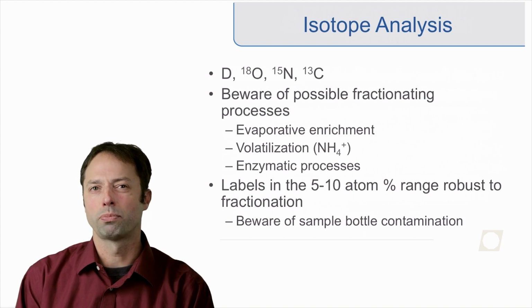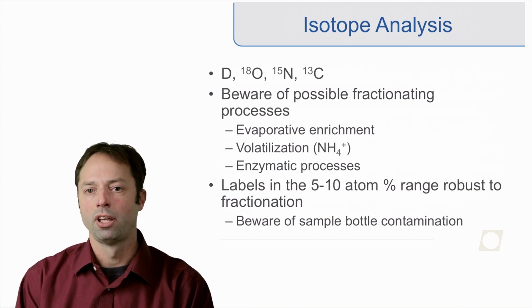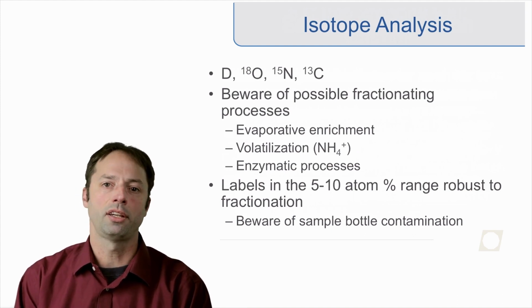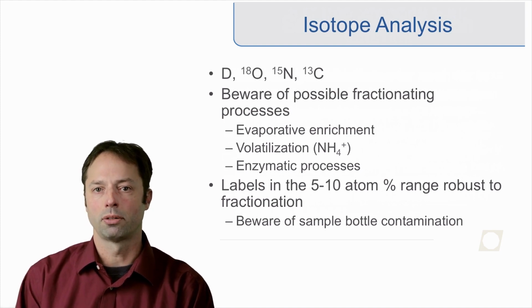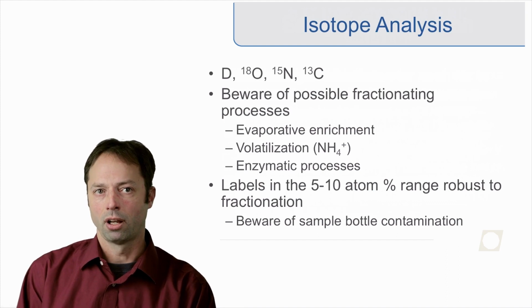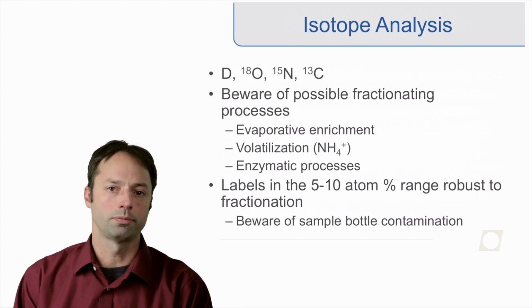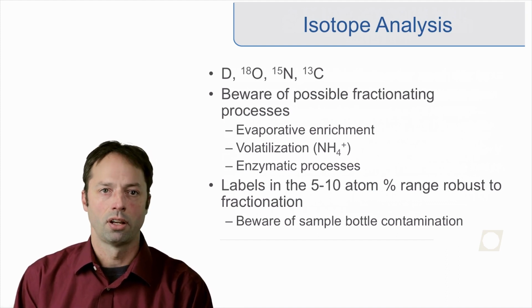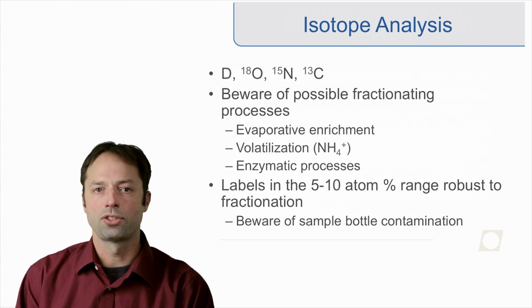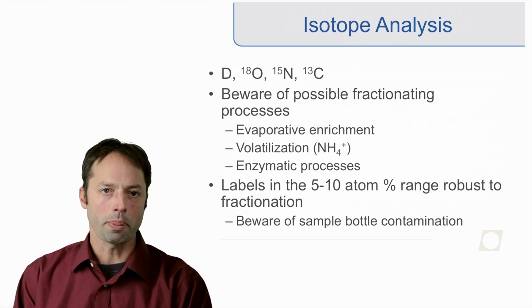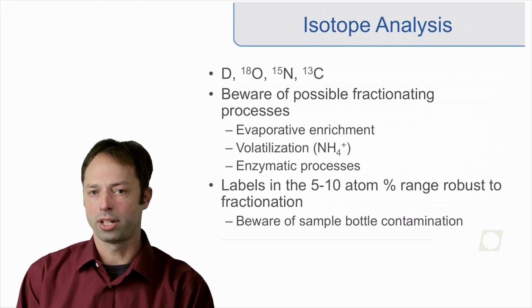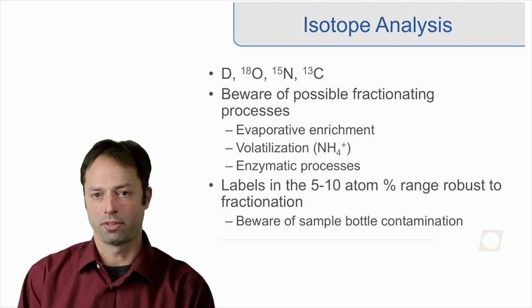I'm going to talk just briefly about stable isotope analysis. It does come up occasionally, and there are some things to consider when using pore water samplers like this for stable isotope analysis. And we're talking about, specifically in this case, deuterium, oxygen 18, nitrogen 15, and carbon 13. You should be aware of possible fractionating processes, and this is going to factor into your sample preservation.